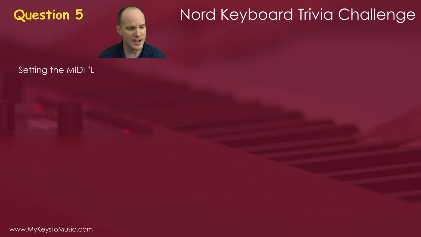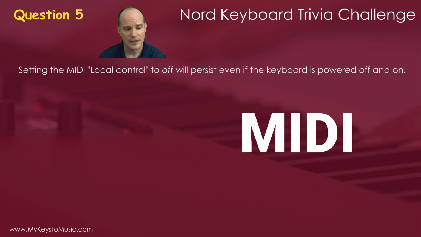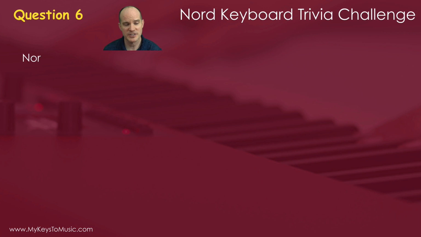Next question, question number 5. Setting the MIDI local control to off will persist even if the keyboard is powered off and on. So there's a setting in your keyboard where, within the MIDI settings, you can turn local control off. What happens if you turn the keyboard off and then on again? That's true or false. So setting the local control to off will persist even if the keyboard is turned off, true or false.